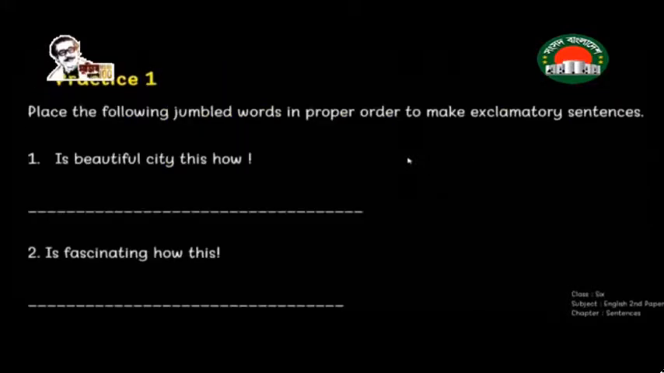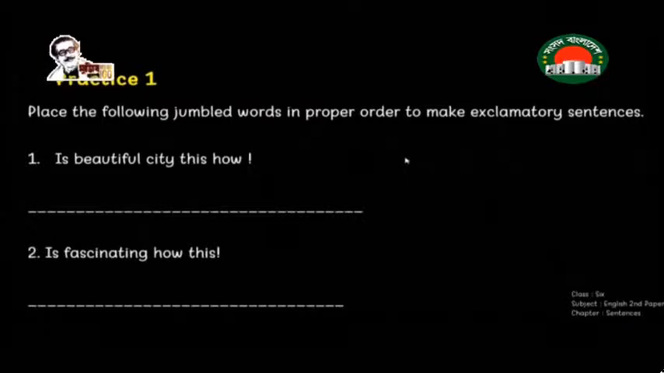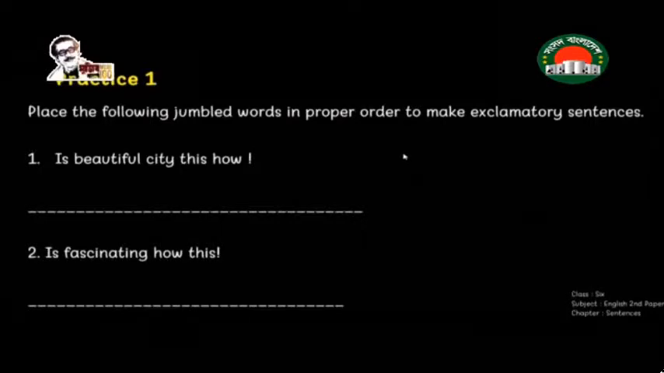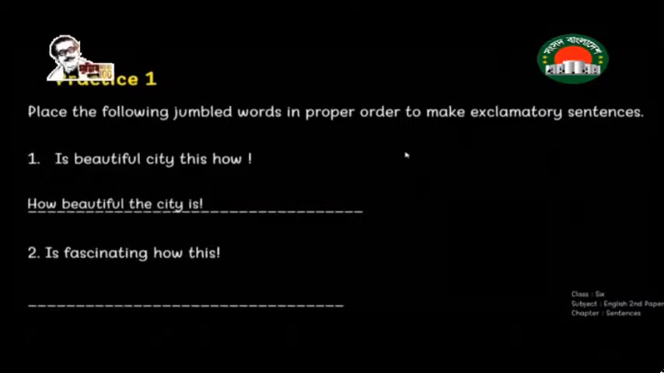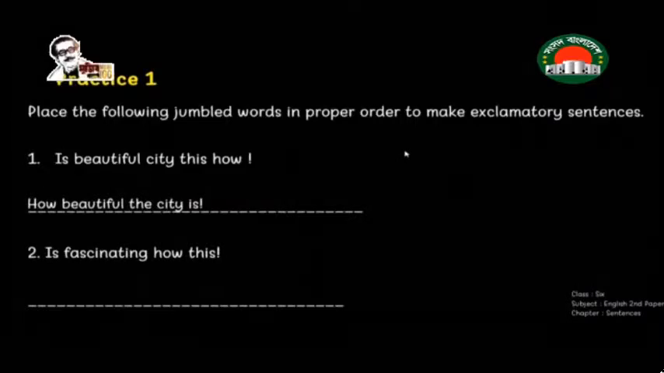Yes, practice session 1. What we need to do? We need to place the following jumbled words in proper order to make exclamatory sentences. Exactly. Number 1, is beautiful city this how? Yes, it is jumbled. So how can you correct it? So here how will come first, and then adjective, beautiful, then subject, then verb. So the sentence is, how beautiful the city is! Exactly. So see the next sentence, is fascinating how this? Answer will be, how fascinating this is!